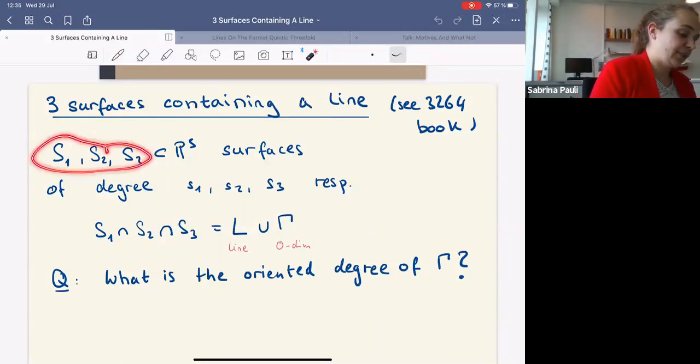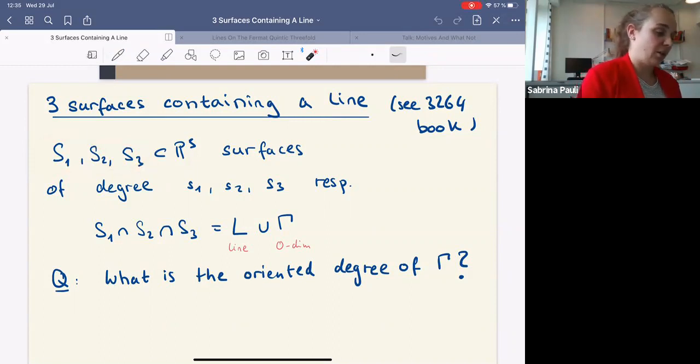You take three surfaces in P3. So they are hypersurfaces defined by some polynomial of degree small s1, s2, and s3 respectively. And let's assume that, well, usually, if you intersect them, you would expect a zero-dimensional intersection. But let's assume this is an excess intersection, and also a very nice, easy excess intersection, namely that they intersect in a line and something zero-dimensional. Let's assume those two are disjoint, so everything works out nicely. And the question in the book they ask is, what is the degree of this gamma? So how many points are actually in there?